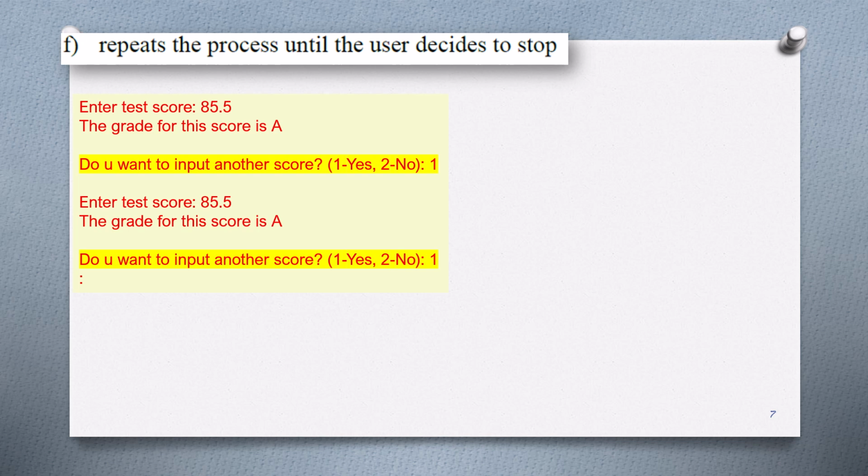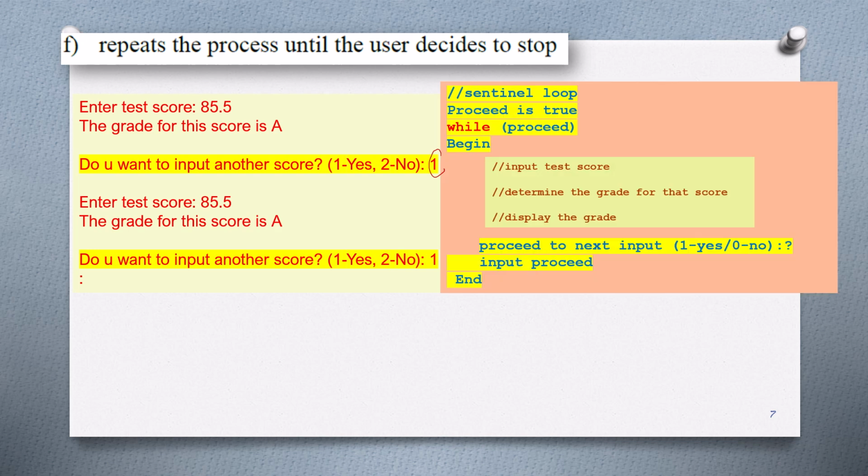You have to remember the structure for a sentinel loop. So this one: do you want to input another score? 1 for yes, 2 for no. If the user entered 1, it means the user wants to proceed, so you will go to another cycle, right? In this case, use a sentinel loop. I use the variable proceed. Assign proceed as true.